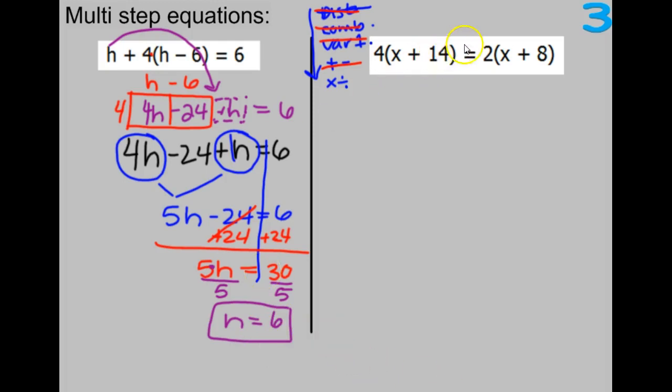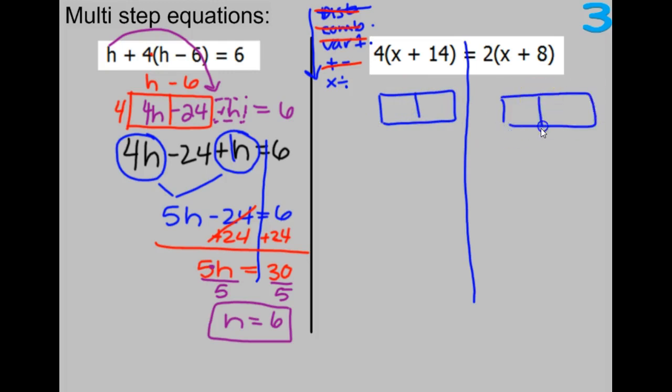Alright, one more like this. Draw my line down. I see parentheses on both sides, so I'm going to draw a box on both sides. In my classroom I have x plus 14. My teacher is the 4. Over here my teacher is the 2, and my classroom is x plus 8.